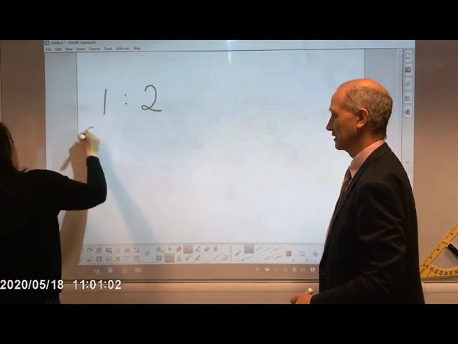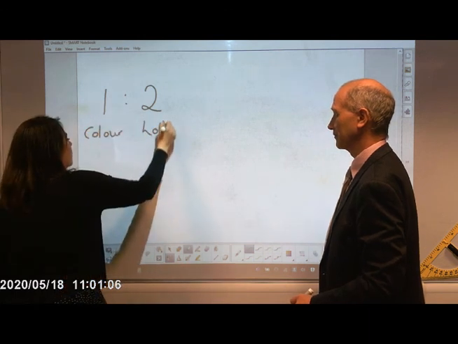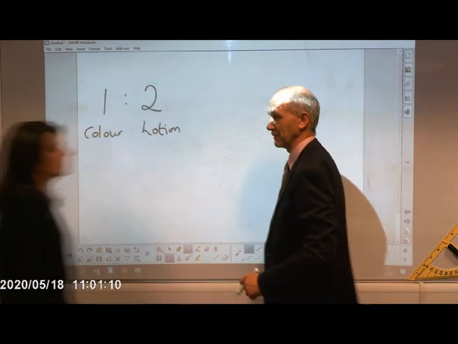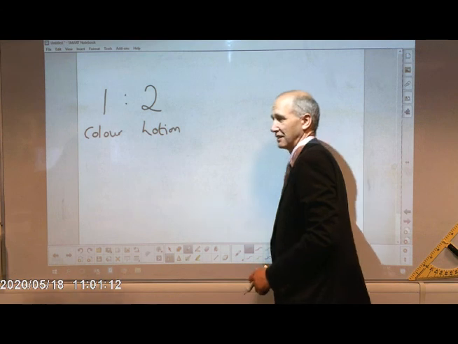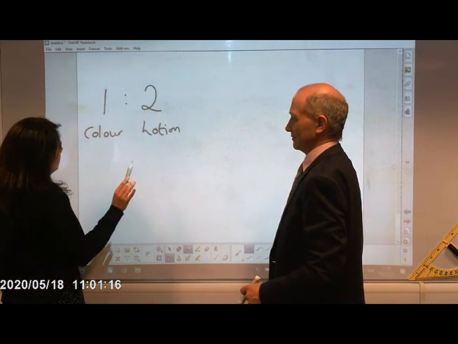This is colour, and this is lotion. What I saw on your charts is they even had pictures of the little bottles, just to make it nice and easy, so you knew which one was which. They always tell you which is which. Alright, so let's go with this.